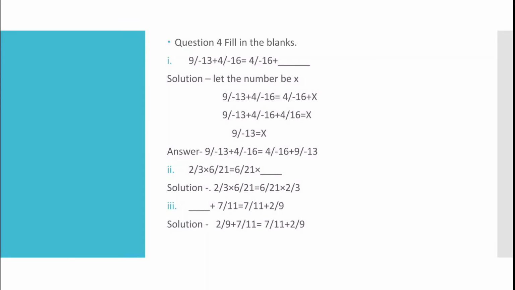Now second question, 2 by 3 multiplied by 6 by 21 equals 6 by 21 multiplied by blank. You can see the answer is given in the question itself. So the answer is 2 by 3. In question number 3, blank plus 7 by 11 equals 7 by 11 plus 2 by 9. The answer is 2 by 9. They just write the opposite, meaning first they write here on the RHS 7 by 11, and on the left side they write here.